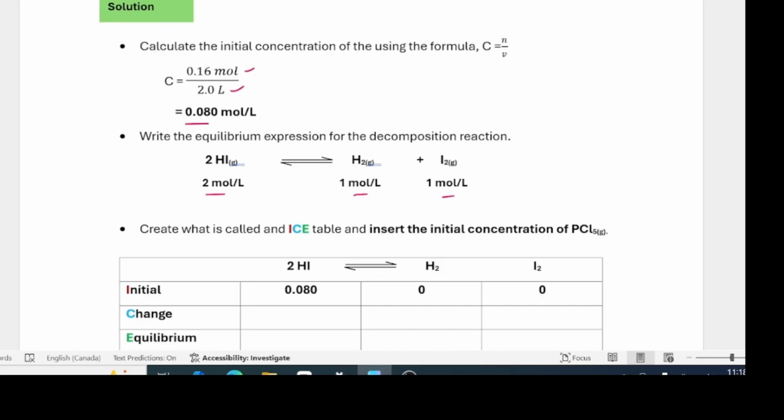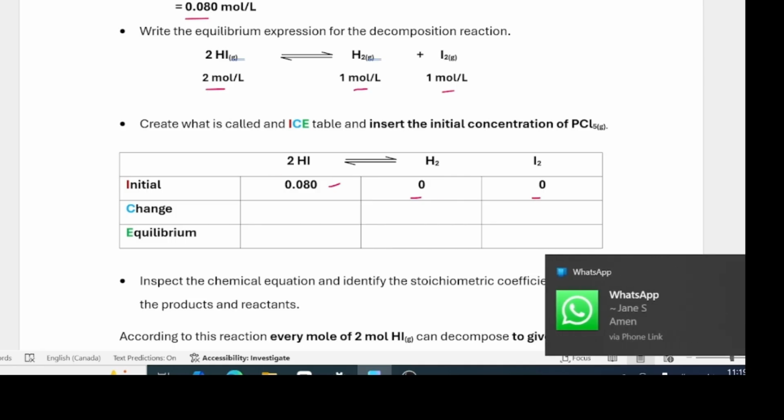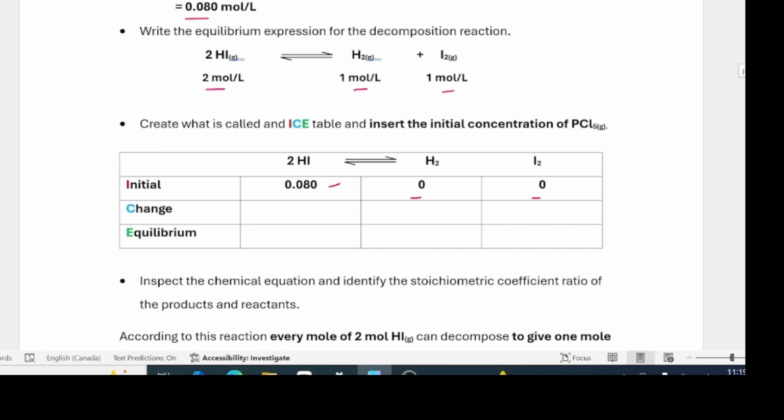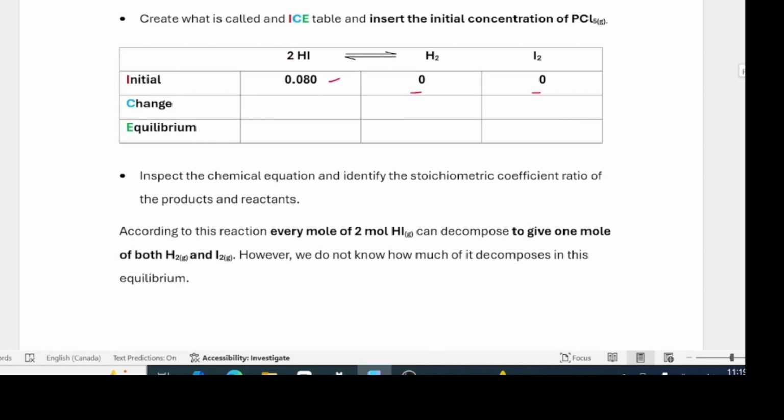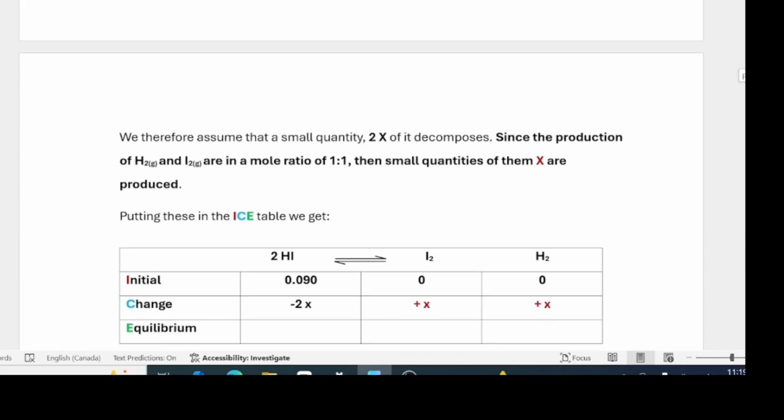So we establish our ICE table that shows the initial concentration with 0 of these, right? Then the next table is going to show us, you don't need to draw these tables, this is for teaching purposes, right? The next table shows how the changes happen. For every 2 moles of that, you get 1 mole of that and 1 mole of that, but we do not know how much really decomposes, so we let it be 2x.